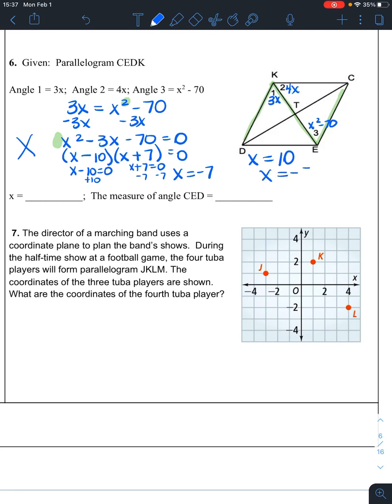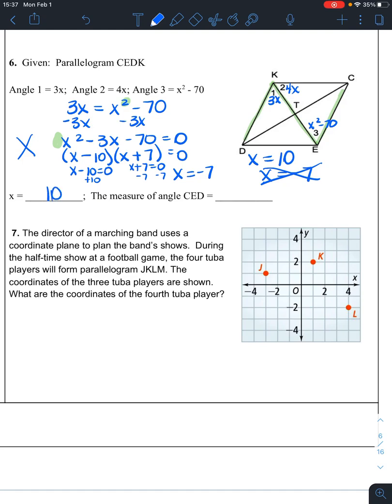We need to test both of them. So if I plug in 10, I get 30 and 40 and 30, so that works. But if I plug in negative 7, then I get negative 21 and negative 28. I can't have angles that are negative, so I throw out the negative, not because it's negative, because sometimes they work, but because it doesn't work when I plug it back in, so be careful with that.